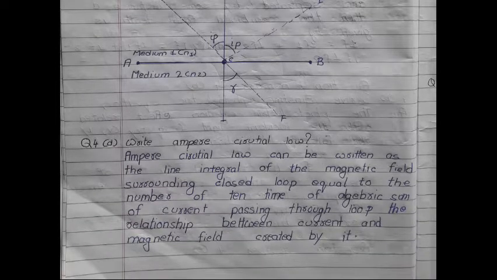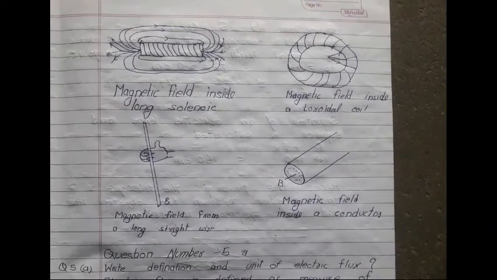Moving on to question number 4d. Write Ampere's circuital law. Ampere's circuital law can be written as: the line integral of the magnetic field around a closed loop equals μ0 times the algebraic sum of the current passing through the loop. It gives the relationship between current and the magnetic field created by it.